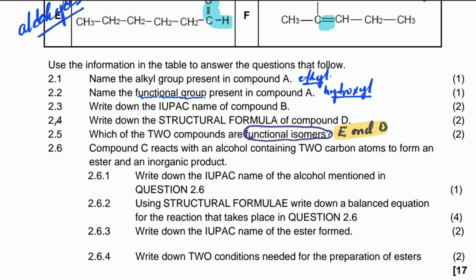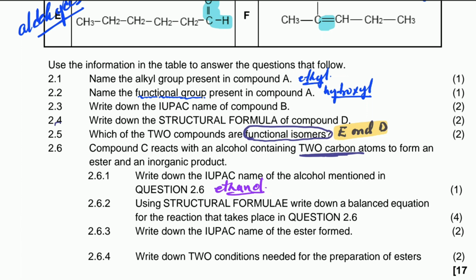Pardon. Compound C reacts with an alcohol containing 2 carbon atoms to form an ester and an inorganic product. Write down the name of the alcohol mentioned. Alcohol with 2 carbons is going to be ethanol. That's it. Nothing to say. It's quite simple. The answer here is ethanol. You don't have to write ethan-1-ol, because either side is going to be 1.